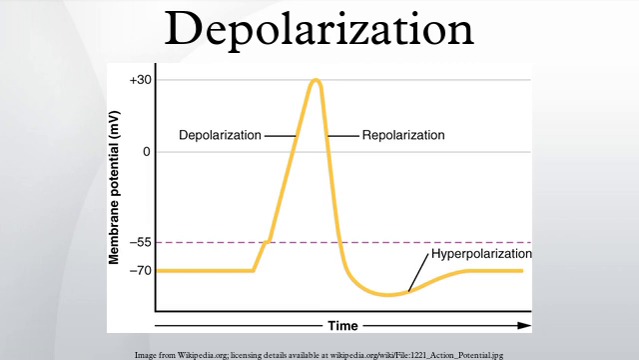Hyperpolarization. The process of repolarization causes an overshoot in the potential of the cell. Potassium ions continue to move out of the axon so much so that the resting potential is exceeded and the new cell potential becomes more negative than the resting potential. The resting potential is ultimately re-established by the closing of all voltage-gated ion channels and the activity of the sodium-potassium ion pump.